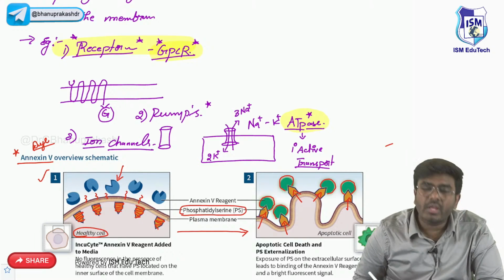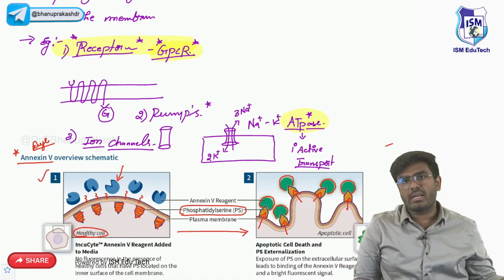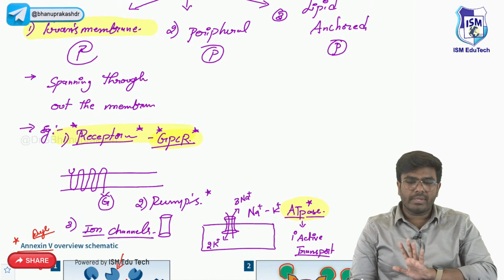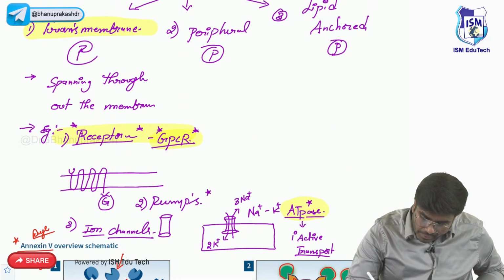Ion channels: sodium ion channel, chloride channel, potassium channel. The channels are also examples of the transmembrane proteins. Completed, done. Okay. Now, peripheral proteins.